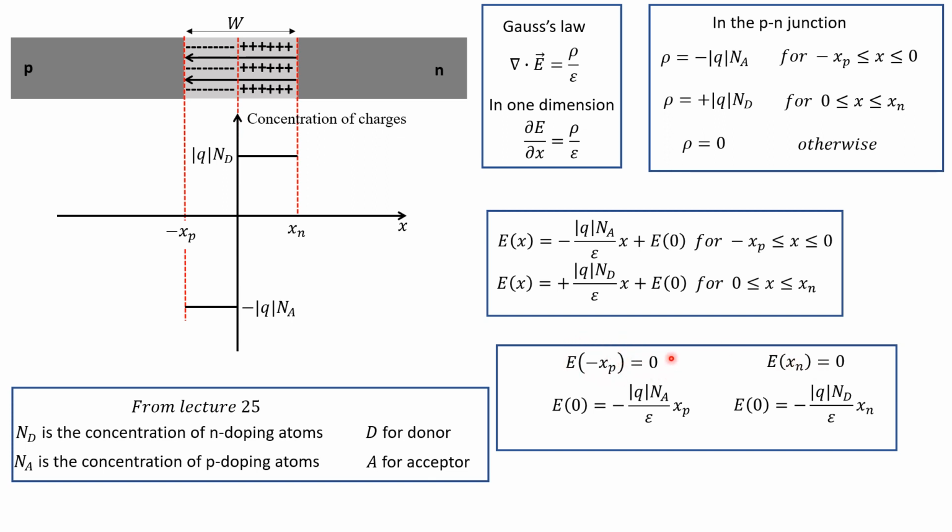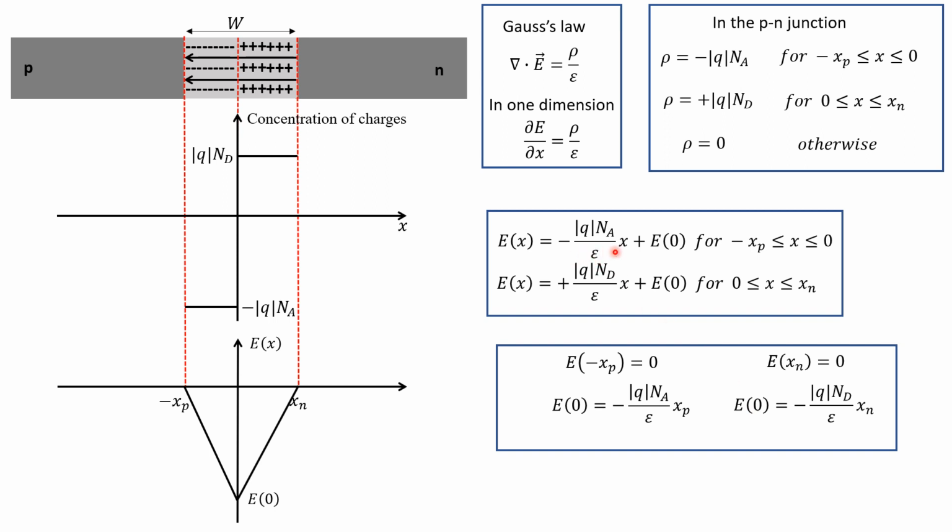Using this boundary condition here, we plug in minus xp, and then this term will be 0 due to this condition. Then we're going to have minus xp here, so we have minus with minus, positive. We move it to the other side, and we get this expression for the field evaluated at the origin. If we apply this boundary condition over here, we're going to get xn here, and this term is going to be 0 because of the boundary condition. We move xn to the other side, and we end up with this expression for the field evaluated at the origin.